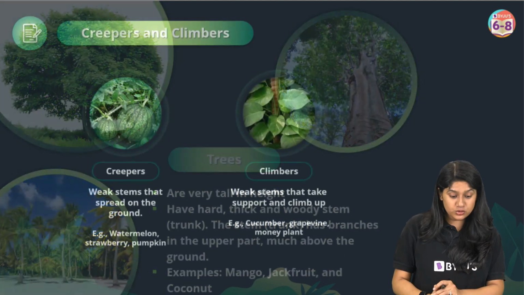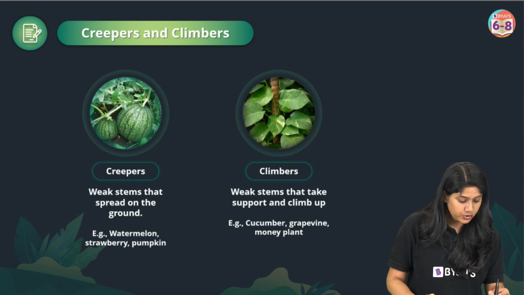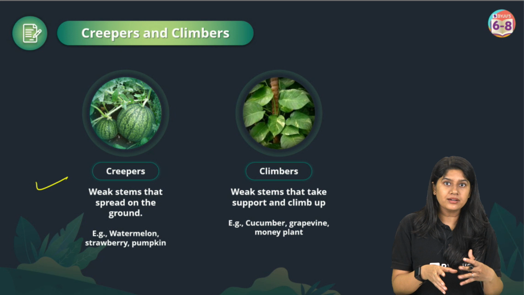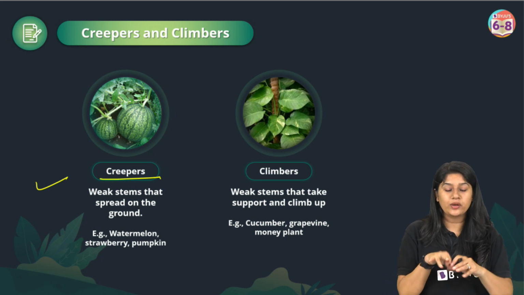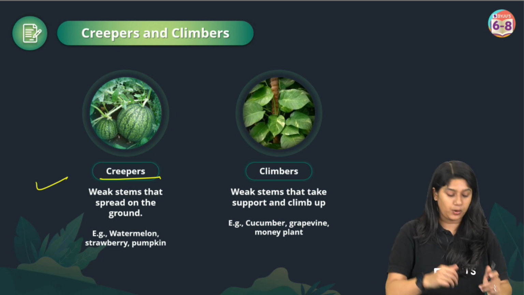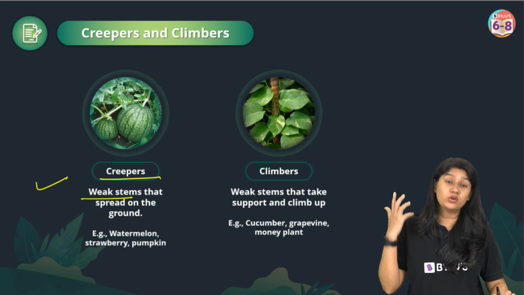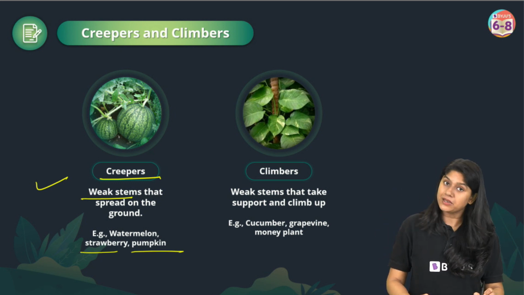Then we have two very special types: creepers and climbers. Creepers have a weak stem and spread on the ground. They are not able to climb, so they just grow on the ground. They spread themselves on the ground, right? They have a very weak stem, and the examples that we will definitely remember here are watermelon, strawberries and pumpkin, right?